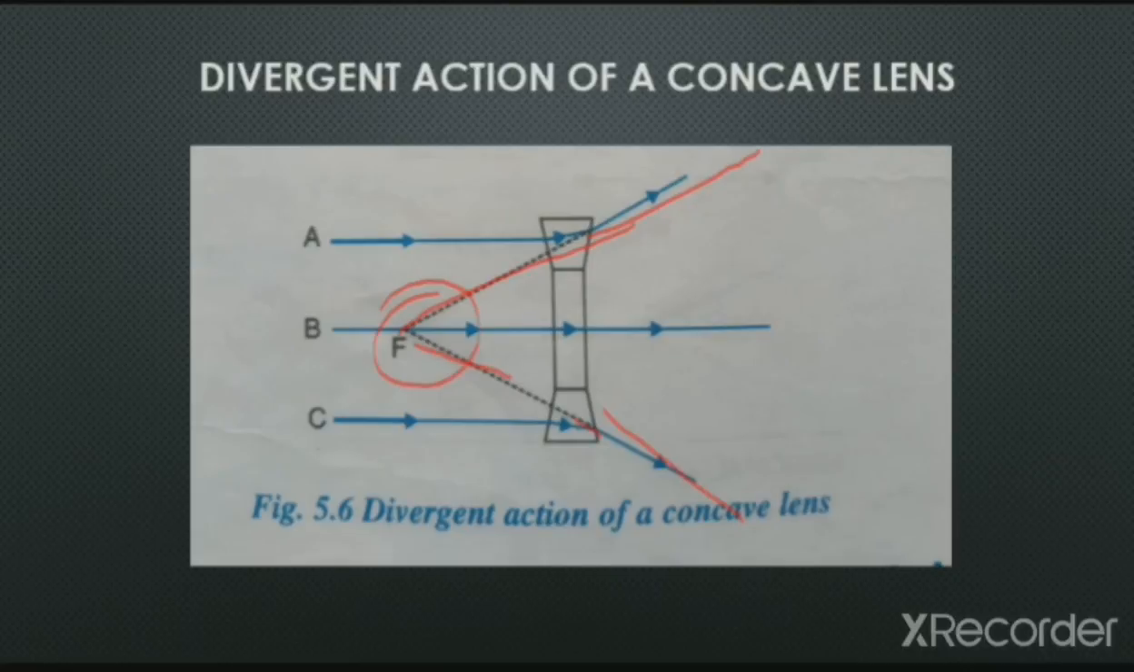We have studied, no? When the rays of light appear to meet at a point, that point is a virtual point, and the image formed will be a virtual image. So here, by the diverging action taking place through a concave lens, the rays of light appear to meet at this point F. So in the case of a concave lens, we have a virtual focus.